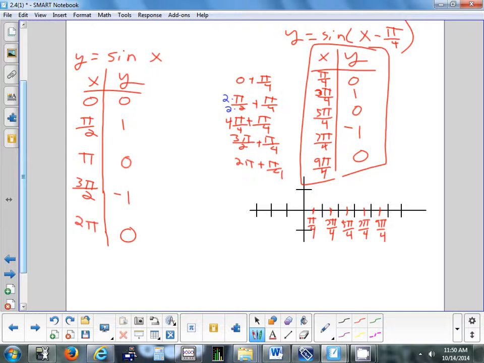So pi over 4, we're at 0. 3 pi over 4, 1. Back to 0. Negative 1. Back to 0. So pi over 4 is a very small shift. You're only shifting 45 degrees to the right. That's pretty small.